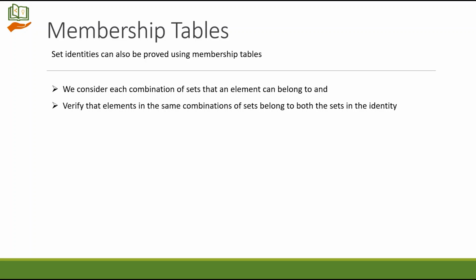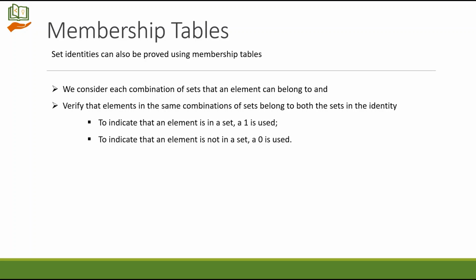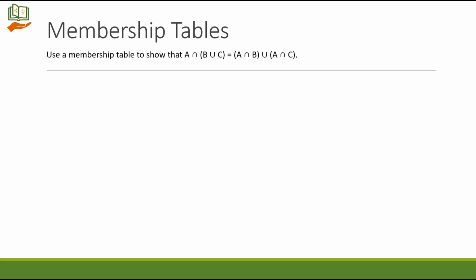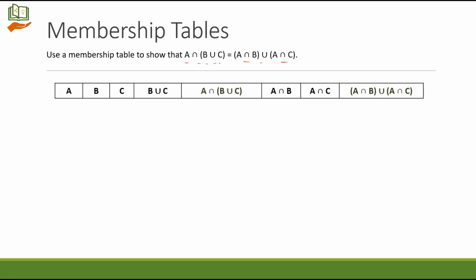When the element is present inside the set, we use 1. When the element is not a part of the set, we will use 0. So now we will just use a membership table to show that this left hand side is equal to this right hand side. So let's take A, B, C.